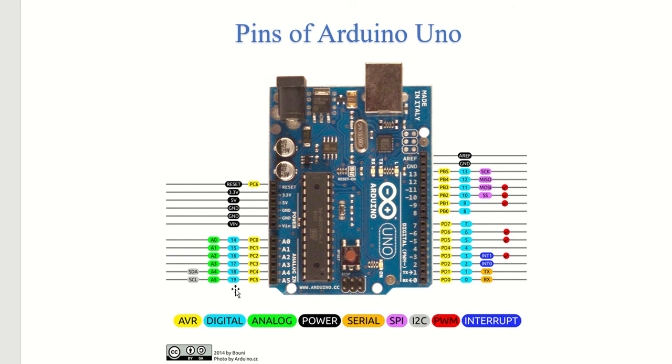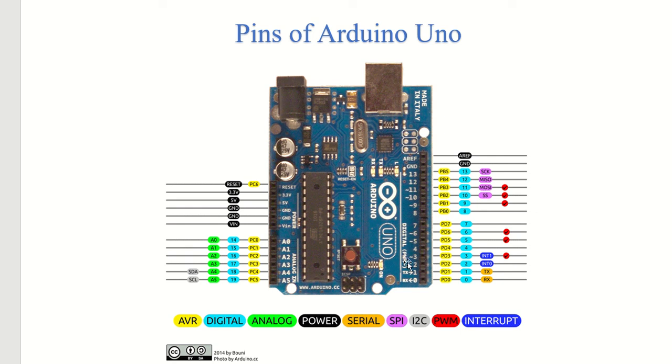Then we have AREF, which is basically the analog reference pin, which you can see here is also basically a power pin. Then we have the ground pin, we've discussed it. I will come to the TX and RX pins, but here we have digital pins, which go from pin 2 to pin 13. All of these are digital input output pins, which can be used for any digital input or output.